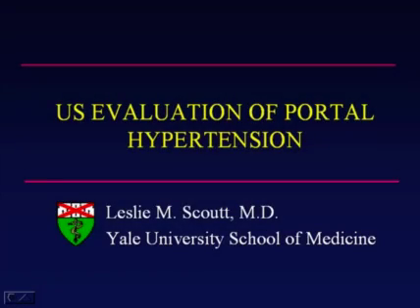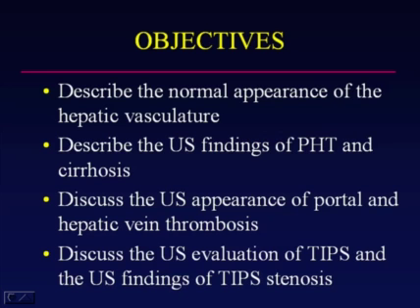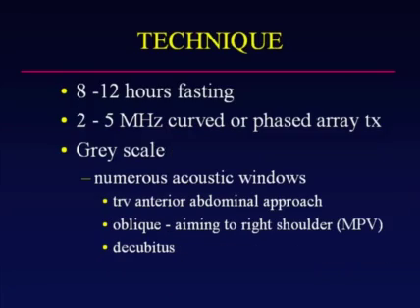So we're going to be talking about ultrasound evaluation of portal hypertension and the hepatic vasculature. And the objectives of this presentation are to describe the normal appearance of the hepatic vasculature, to describe the ultrasound findings of portal hypertension and cirrhosis, to discuss the ultrasound appearance of portal and hepatic vein thrombosis, and finally to discuss the ultrasound evaluation of TIPS and the ultrasound findings in TIPS stenosis.